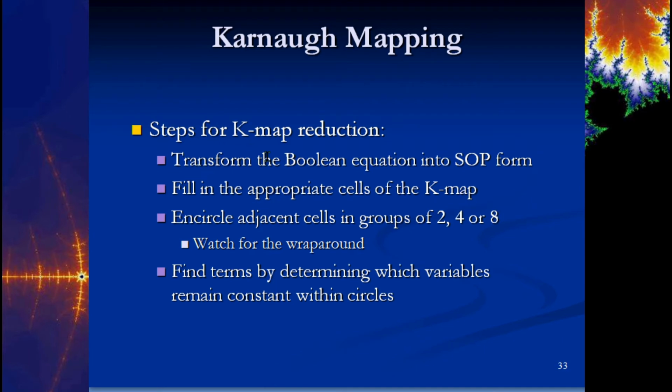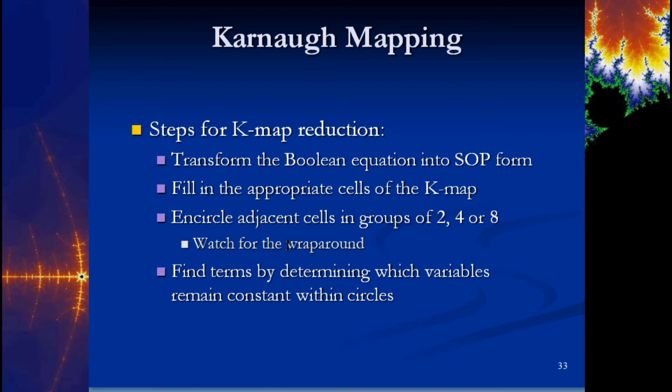All right, so here's what we're doing. We're going to transform the Boolean equation into an SOP form. Sometimes I give this to you. Sometimes I just give you the circuit, and you have to come up with the SOP form. Then you're going to fill in the appropriate cells of the K-map. I'm only going to make you put in where it's high. I'm not going to also make you put in where it's low, because all we care about is where it's high. And then we're going to encircle adjacent cells, so it's kind of like a little game almost. I always thought it was like a game when I learned this. But encircle adjacent cells in groups of 2, 4, or 8.